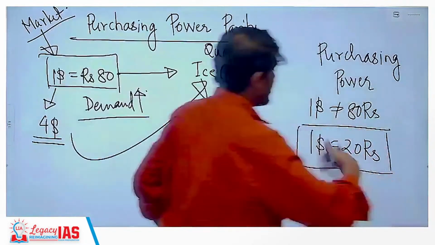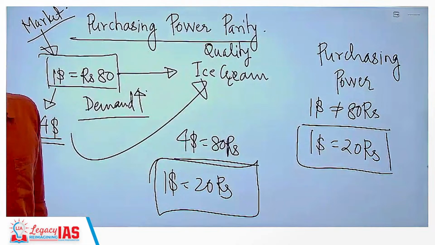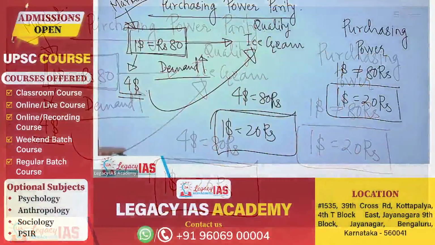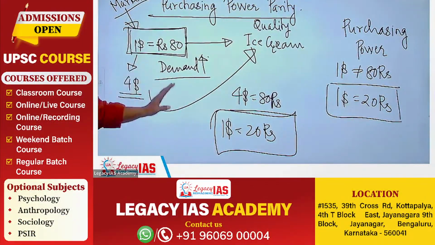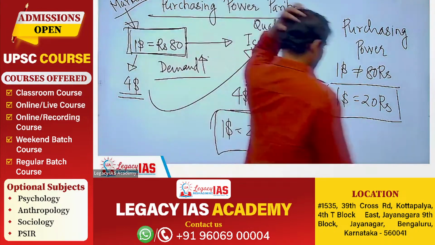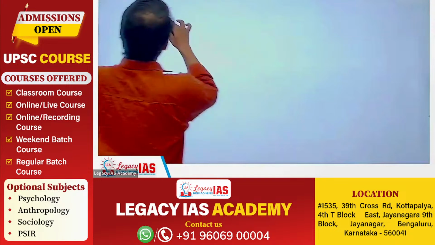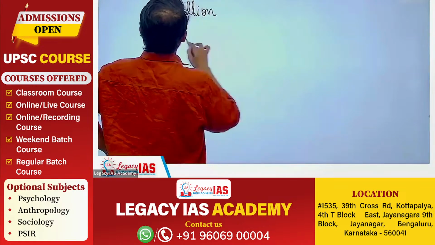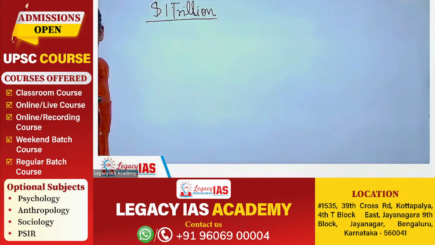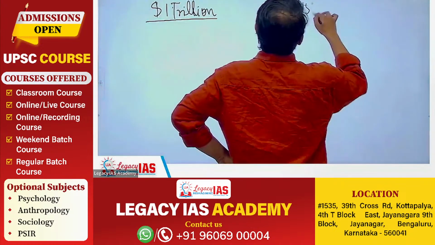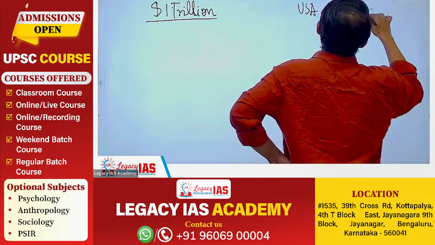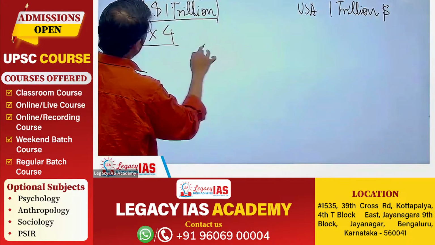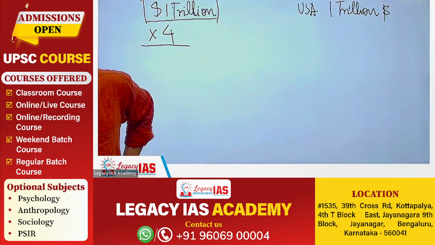In the same manner, since people demand so much dollar, they trade in dollars. Import export happens in dollars, right? Because of which $1 is equal to 80 rupees. But if you actually go and buy a certain thing, the value is less. ठीक है? So इससे क्या पता चलता है? इससे ये पता चलता है कि if we are producing 1 trillion dollar worth of GDP, and let's say USA is also producing 1 trillion, but ours is in rupees, so you have to multiply it by 4. It is 4 times more in terms of purchasing power.